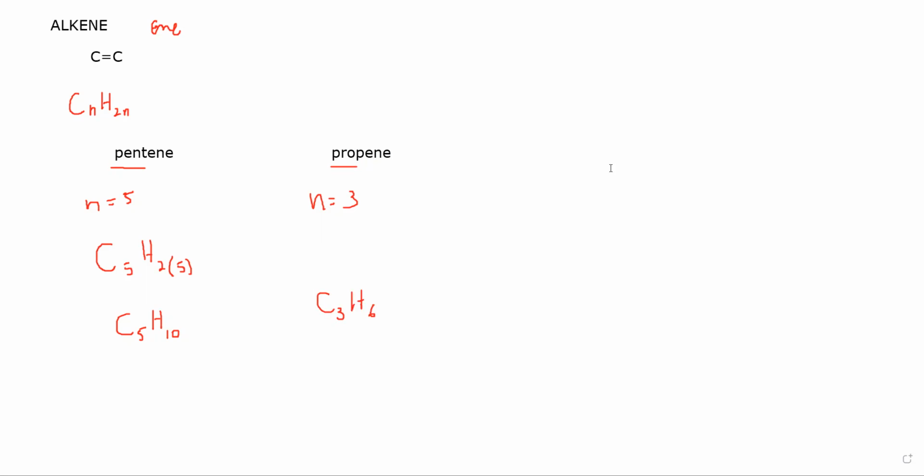Same way, if I say heptene, hept means the value of N is equal to hept. Oct means 8, hept means 7. So N is equal to 7. If N is equal to 7, so 7 multiplied by 2 is 14. So C7 and H14.